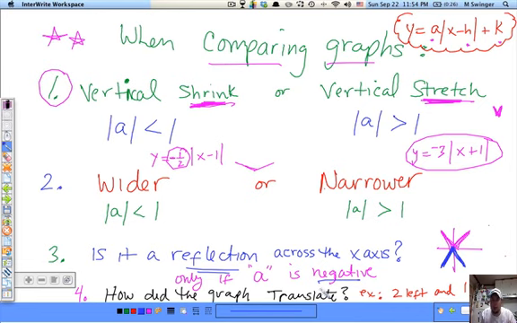Last one. How did it translate? Oh, it went 2 to the left and 1 up. Just like example number 1, I forget what it was, it went left 4 and down 2, I think it was. You would say it translated left 4 and down 2. Have to have that word in there, okay? That's how you compare graphs. These 4 ideas, write them all down, one or the other, okay?